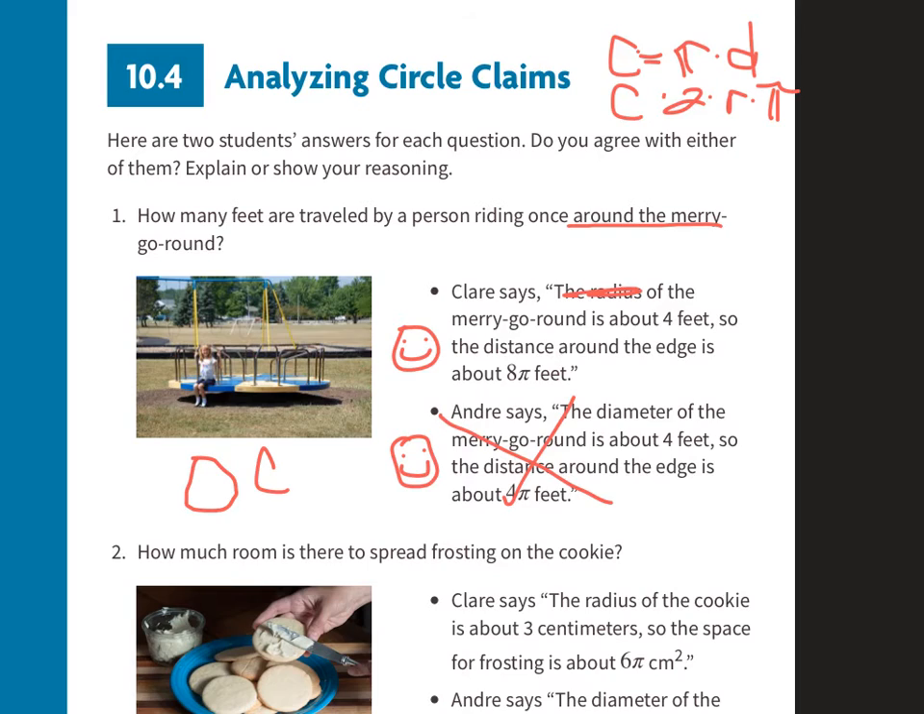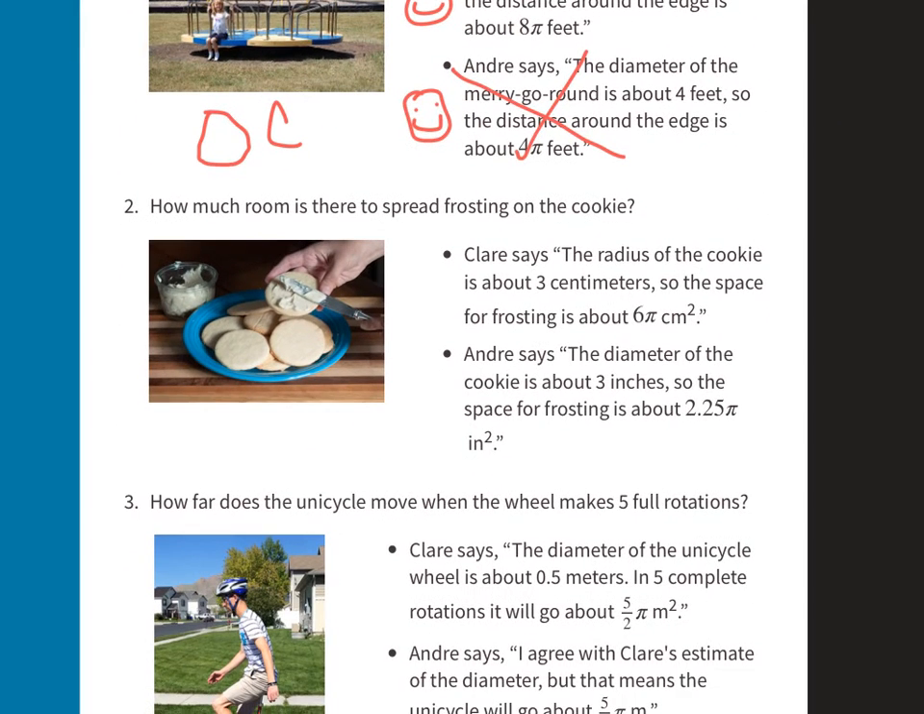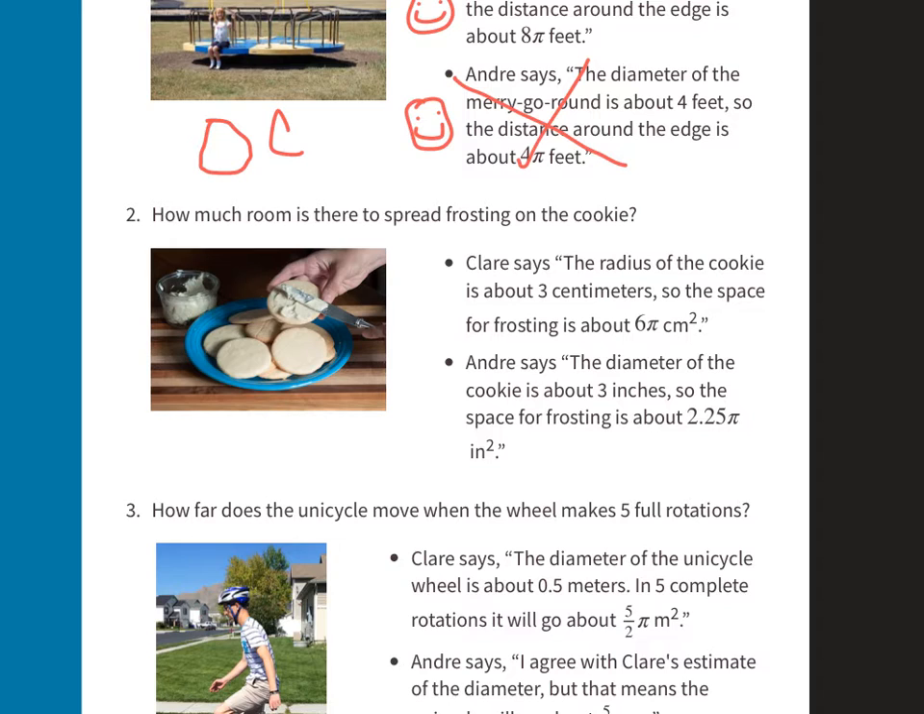Okay, moving on. Number 2. How much room is needed to spread frosting on a cookie? So spreading frosting on a cookie, we're talking area, so it's pi times radius.